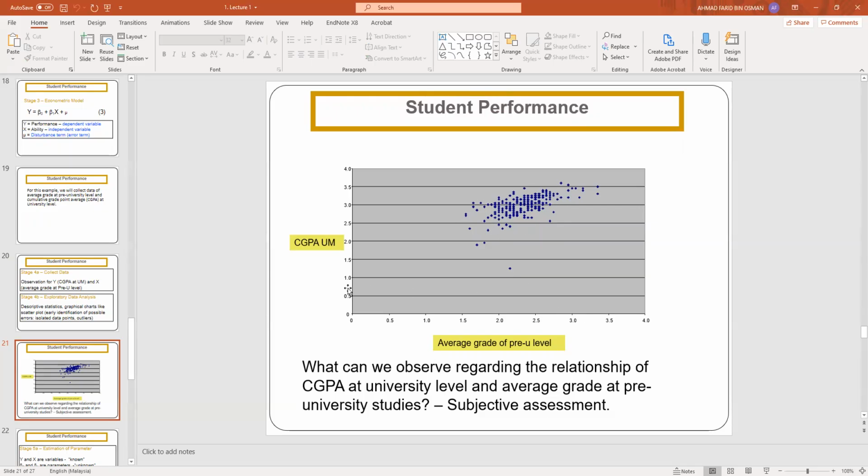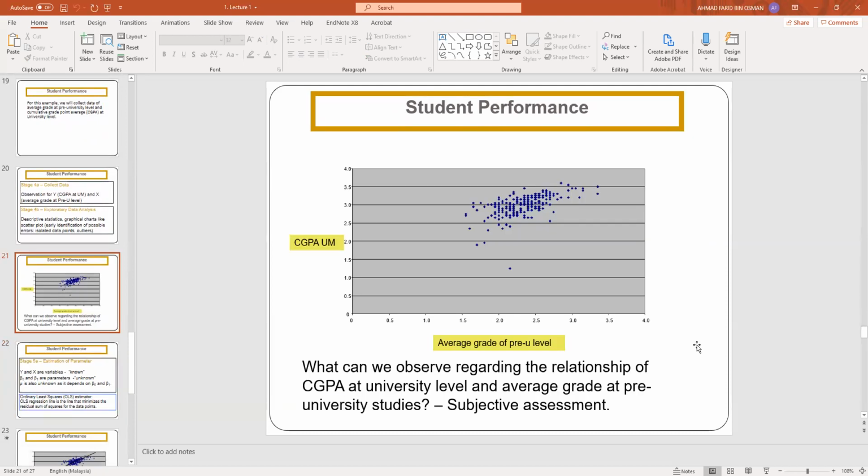You can see that it seems there is a positive relationship between the student performance at university level and the ability, which in this case we measure using the previous performance of the student at pre-U level. Based on the graph, as the value of X increases, the value of Y, the dependent variable, also increases. So it seems they have a positive relationship. This is what we call a subjective assessment, just based on graphical inspection, but it does not tell us the exact magnitude of the relationship between Y and X.